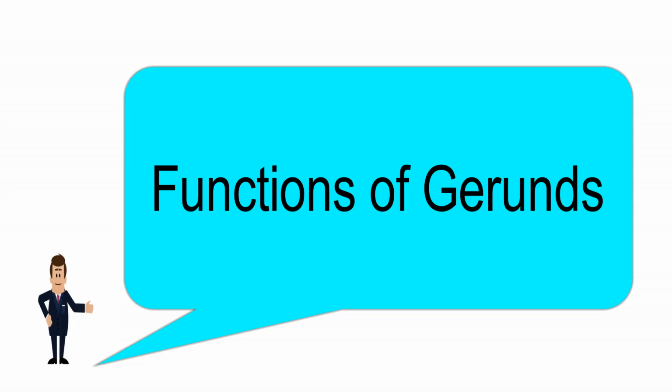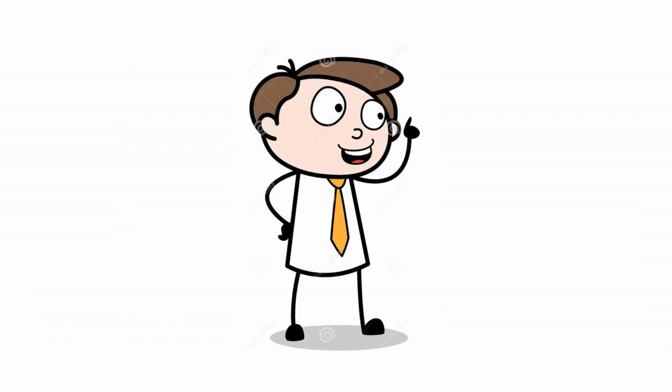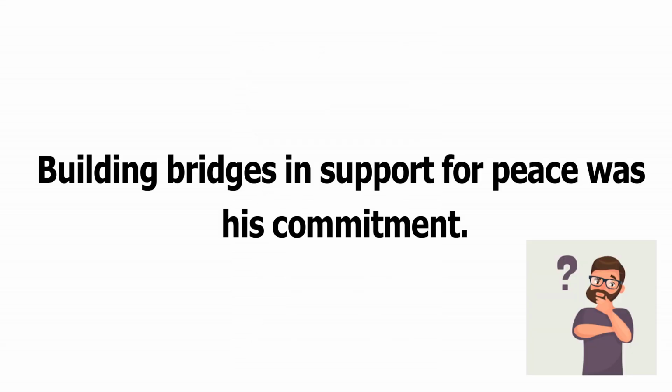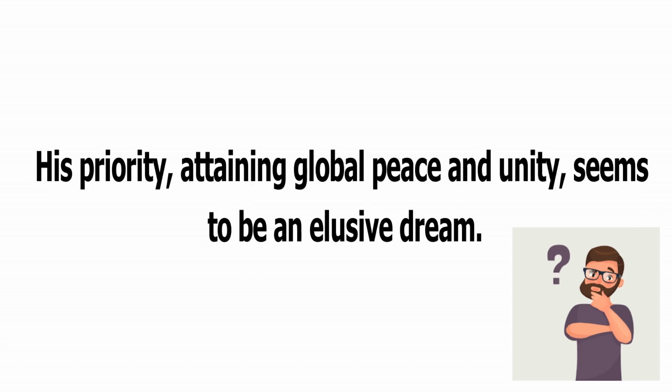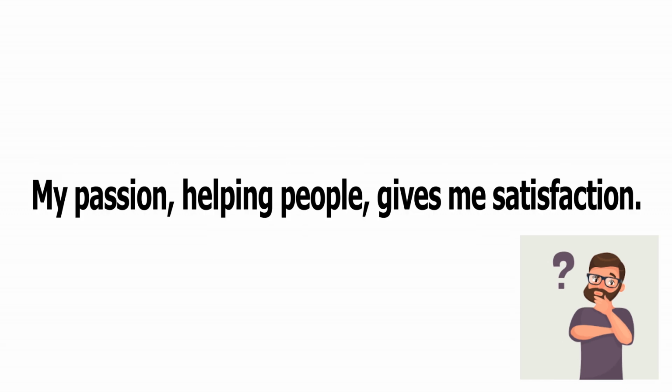Good day, everyone. Today we will discuss the functions of gerunds in sentences. Before we proceed, let's have these three sentences first. Our first sentence: building bridges in support for peace was his commitment. Second sentence: his priority, attaining global peace and unity, seems to be an elusive dream. Lastly: my passion, helping people, gives me satisfaction.